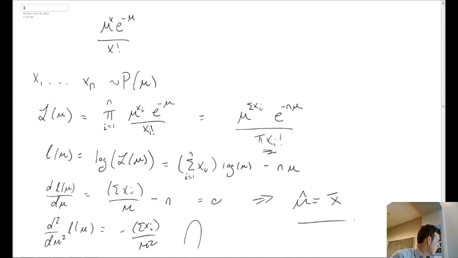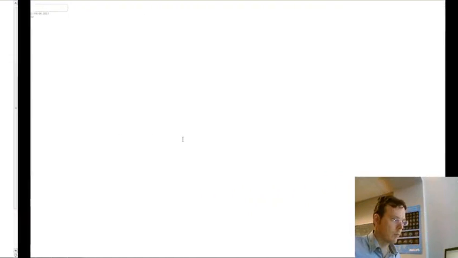Okay, so let's see, what did the question actually ask for? Oh, okay. So it just says you have an instance where you have three x's, x1 equals 5, x2 equals 4, and x3 equals 6. And it asks what's the MLE for mu. Well, it's just the average of these three numbers, which is, of course, 5, right? The average of 4, 5, 6.